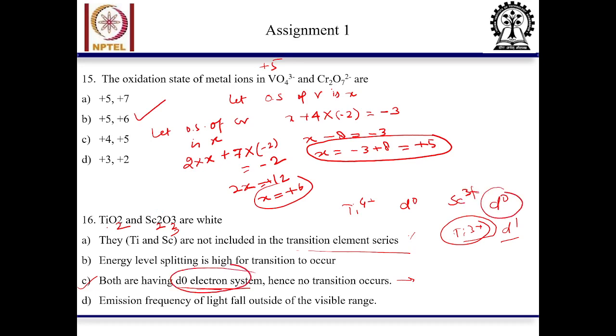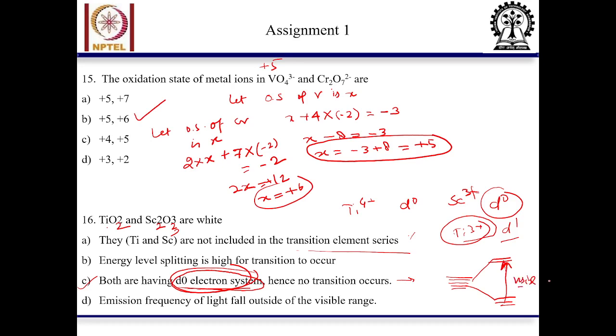So if there is no d electron, then if we go to the crystal field splitting, whether it is tetrahedral or octahedral or anything, if it does not have any d electron system, then basically the transition will not occur and it will not fall in the visible region. So why are these transition metal complexes colored? Because their transitions fall in the visible region.